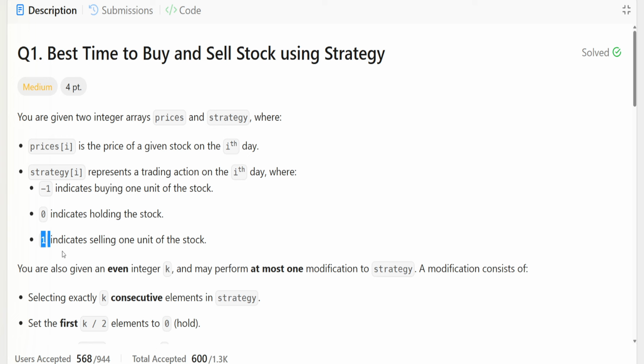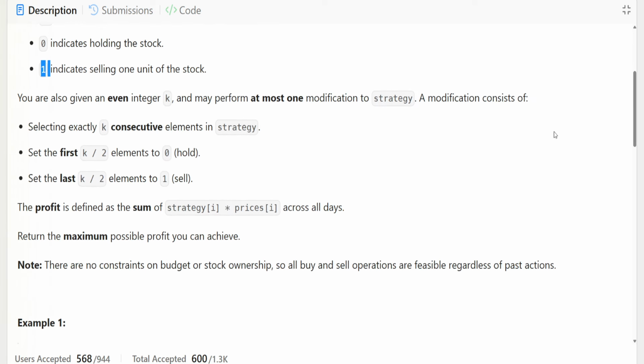Understand? We have to find the profit, right? How are we going to find the profit? Profit is simply the sum of two things: strategy at i into prices at i. So to find the profit, you simply take the sum of strategy at i into prices at i across all days. Understand?